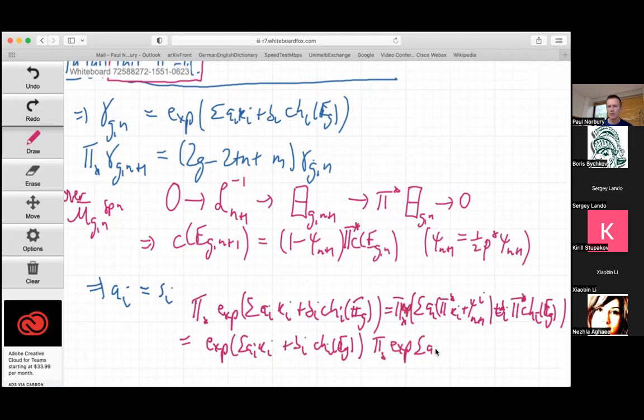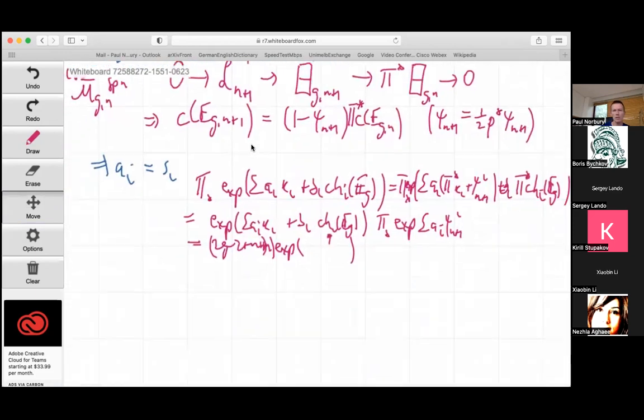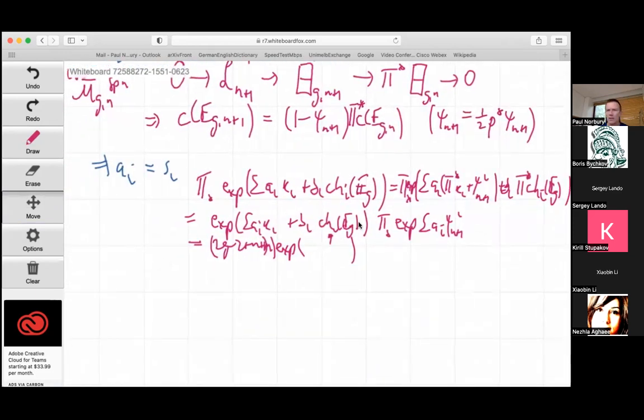The exponential of some AI psi n plus... And so this is equal to 2g minus 2 plus n times this exponential of this line above, 2g minus n plus n. And so from this, first of all, I'm not going through each detail because of time. Sorry about that, it's got messy, hasn't it?